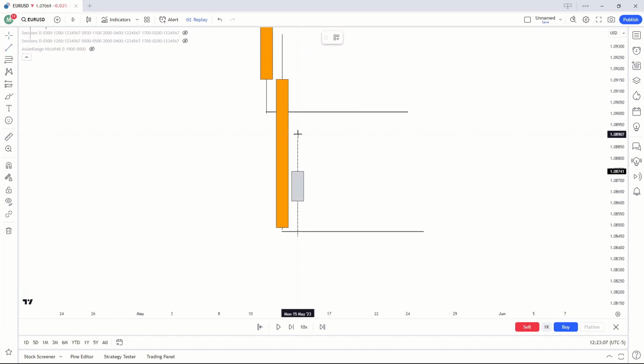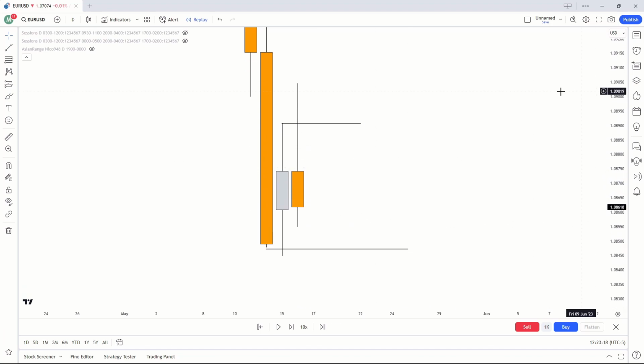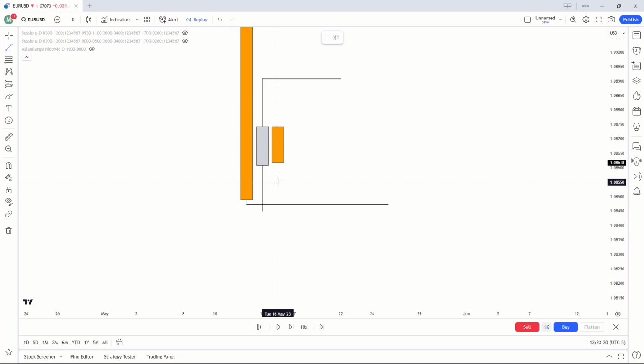So now I'm going to look for the high to be taken. Now, if I do play it out, as you can see, we do have the high taken out. However, we do not have a body closure above the high. So we have a body closure below the high. This means that I am looking for a reversal now. So I'm going to look for the low to be taken out.